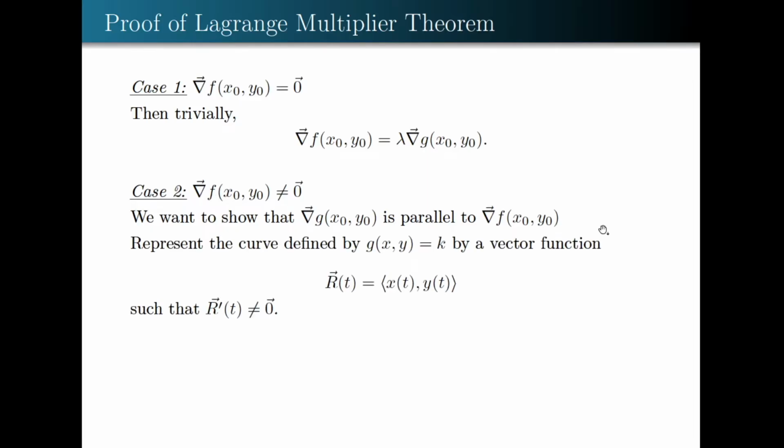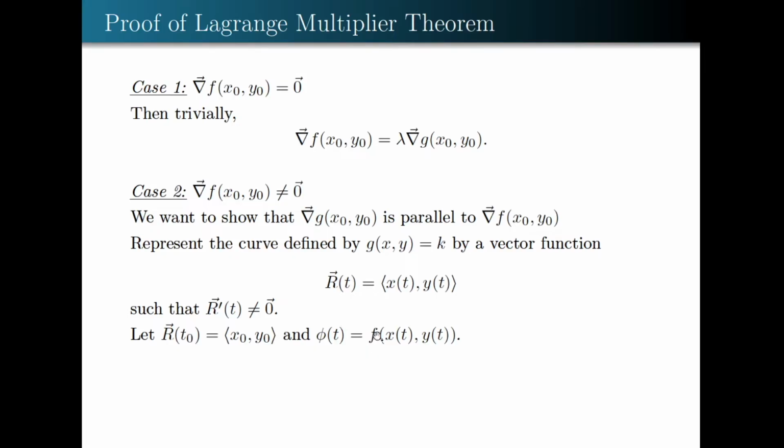To do that, we represent the curve defined by the constraint function g of x, y equals k by a vector function r of t equals x of t, y of t, such that r prime of t is not the zero vector. Notice that the equation g of x, y equals k only involves the variables x and y, and its graph lies on the xy plane, so the vector function r of t only has two components. You can think of the third component, the z component, as 0. Let r of t naught be x naught, y naught. This means that the point x naught, y naught is generated when the parameter t equals t naught.